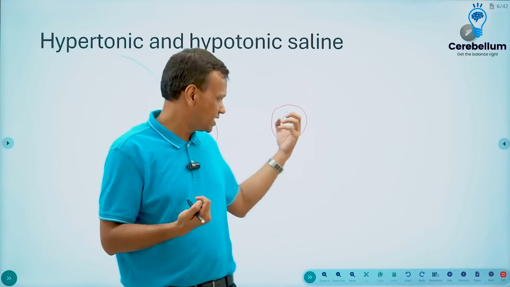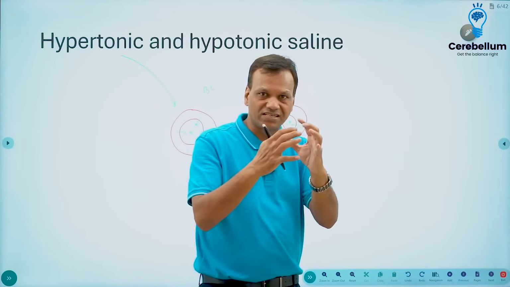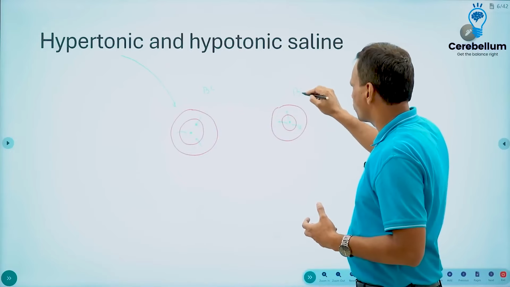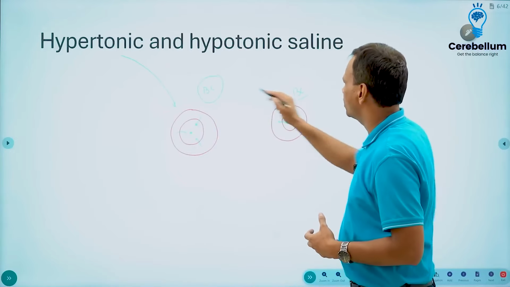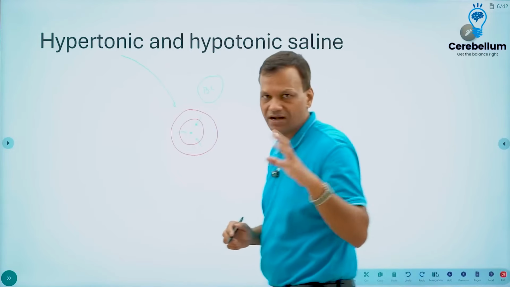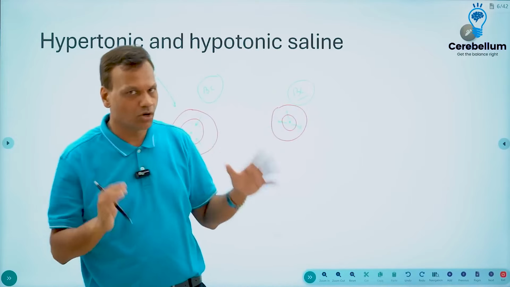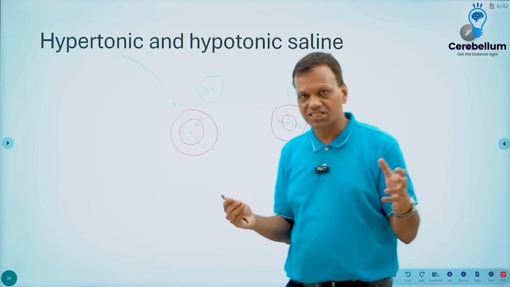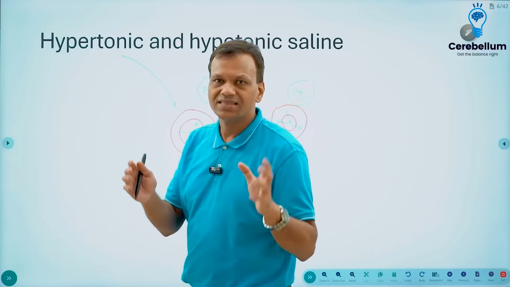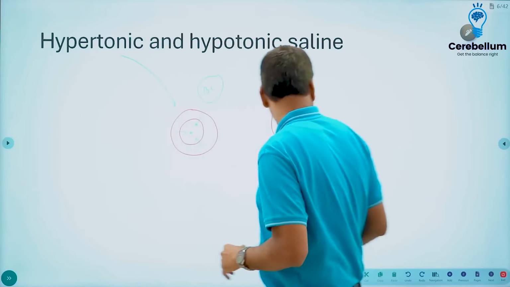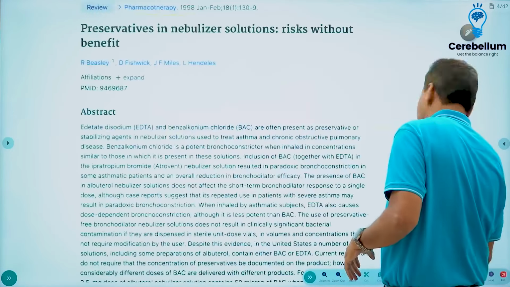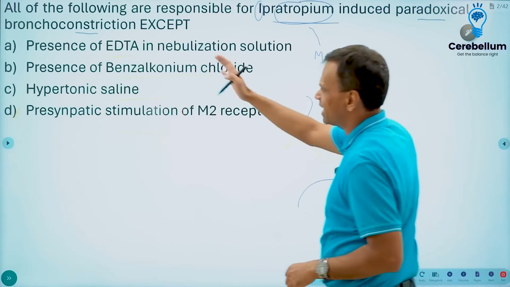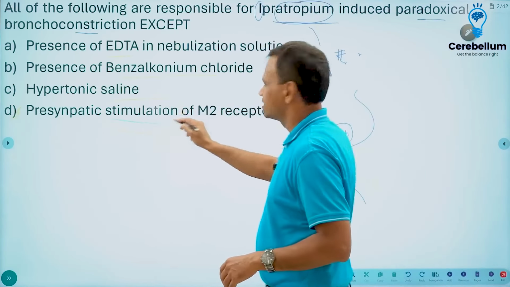cells. But the same thing, when more water is taken up, the cells swell, they get irritated, and that irritation results in bronchoconstriction. So both hypotonic and hypertonic solutions can cause bronchoconstriction. Is it okay? So this concept that hypertonic saline does not cause bronchoconstriction, only hypotonic does, that is a wrong concept. So what I want to restate is that this question is basically asked on presynaptic stimulation.